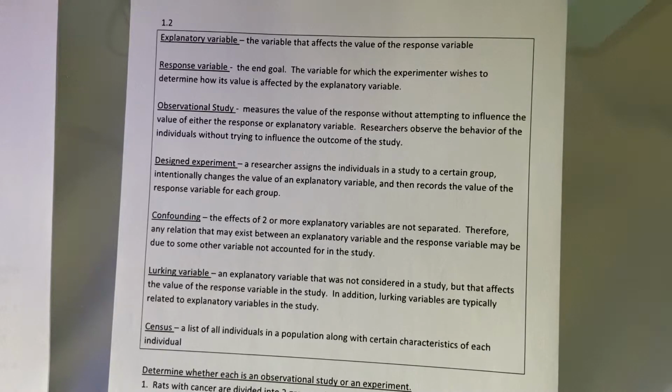Observational study measures the value of the response without attempting to influence it. If you're just watching what's happening without trying to influence it, that's an observational study. An experiment requires you to be changing things so you can affect the outcome. A study is like a poll, trying to see what people think or how people behave. A designed experiment, a researcher assigns the individuals in the study to a certain group, intentionally changes a specific variable, and then sees what happens.